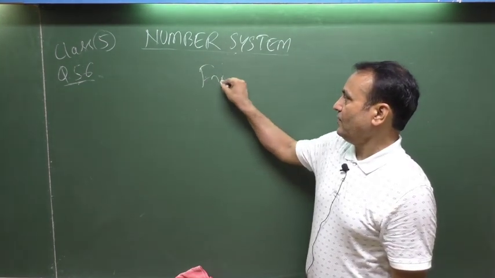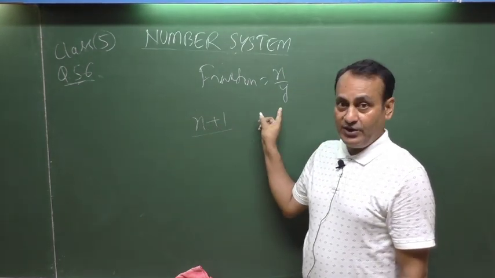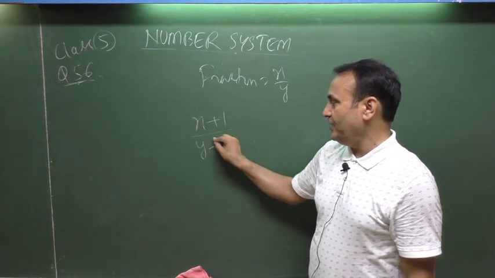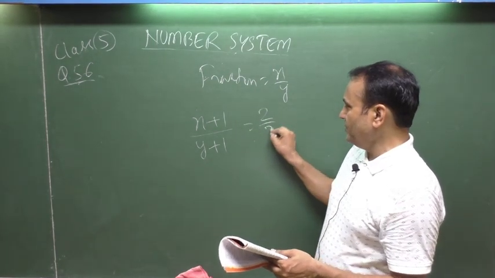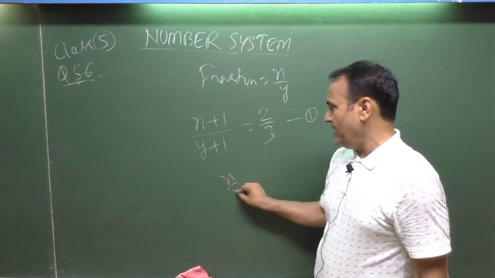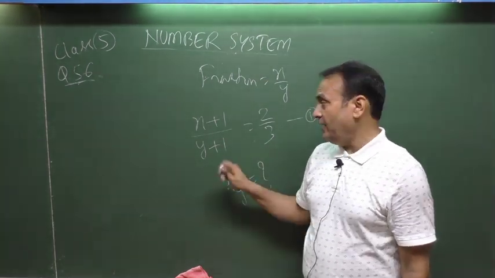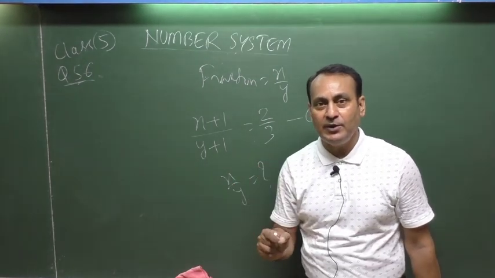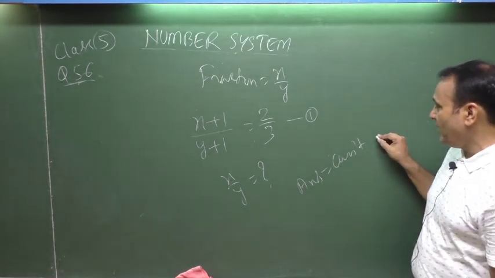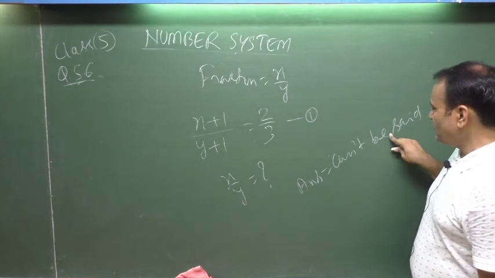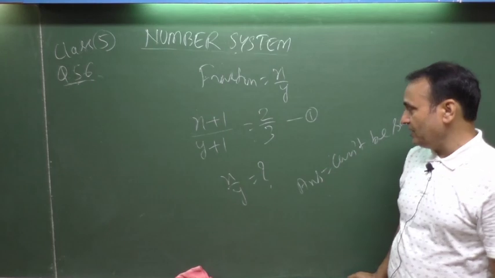See here. The fraction is x by y. The question says if 1 is added to the numerator and 1 is added to the denominator of a fraction, it is 2 by 3. You have to point out the value of x by y. This has been demanded by the question. But in such a situation, there is only one equation and you have to point out x by y. That is quite impossible. That means the answer will be can't be said. Such type of questions can't be answered by anyone, as there is a lack of information.